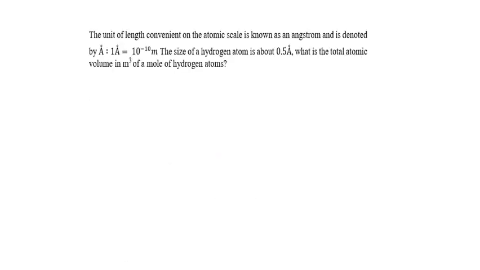Your next question. A unit of length convenient on the atomic scale is known as angstrom and is denoted by this symbol. 1 angstrom we studied, what is it? 10 to the power minus 10 meters. The size of a hydrogen atom is about 0.5 angstrom. What is the total atomic volume in meter cube of a mole of hydrogen atom? We'll see.